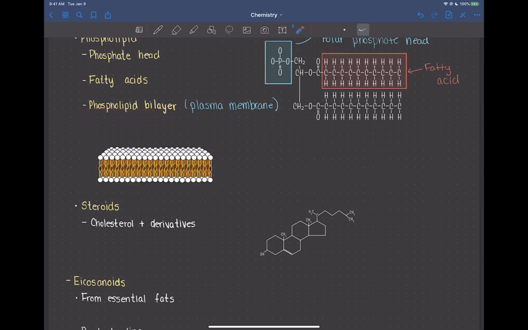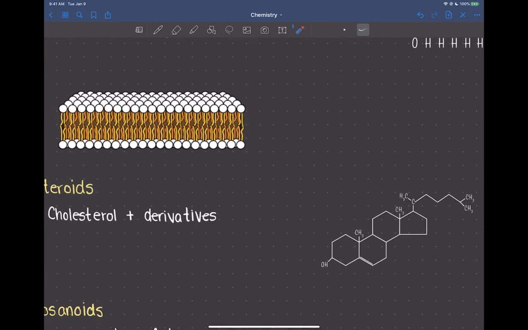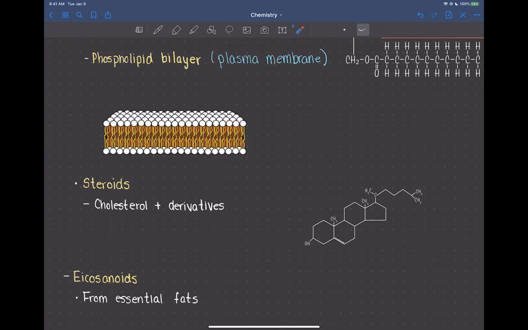So let's zoom in a little bit. We have one phospholipid here and one here. What we're doing is drawing our phospholipids like this with these little tails, and some of them are kind of crooked because they're unsaturated. This would be our polar head, that polar phosphate head.